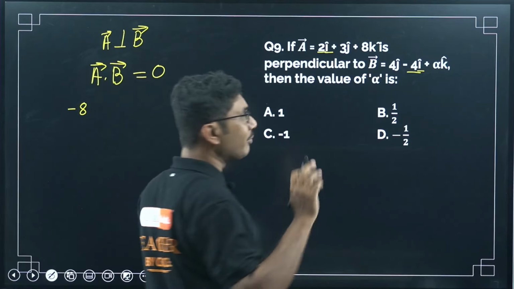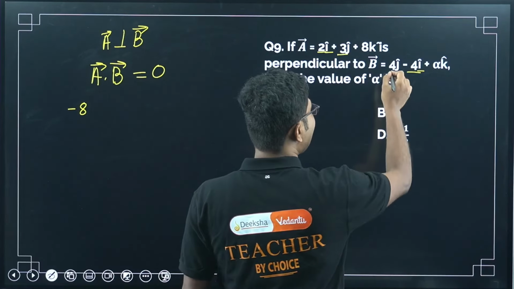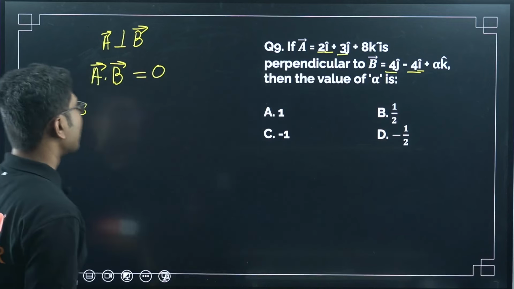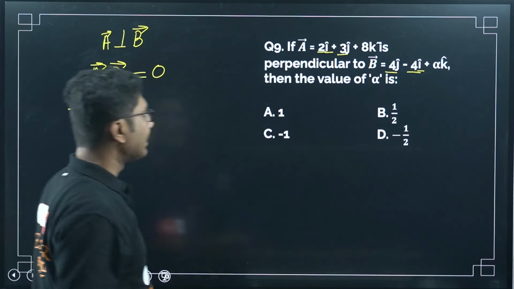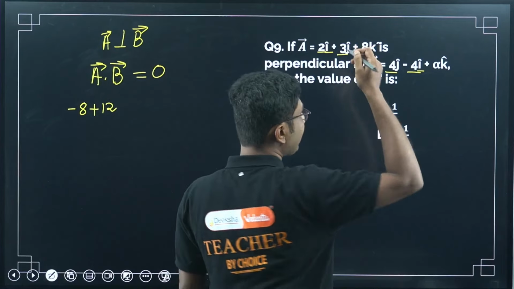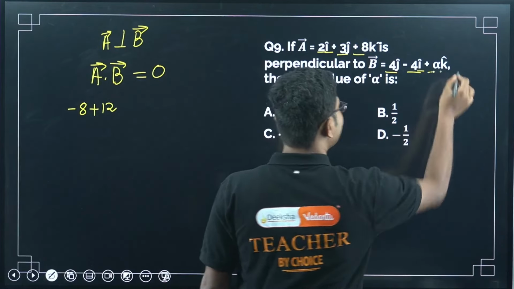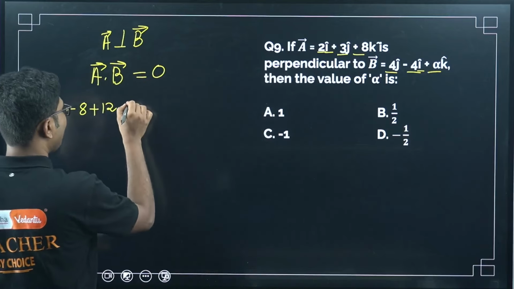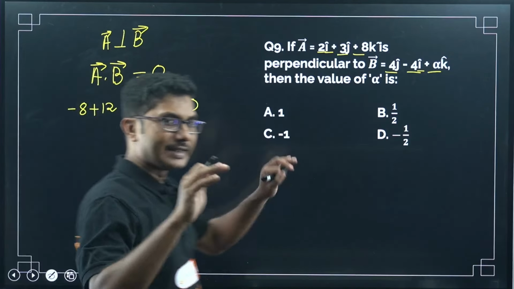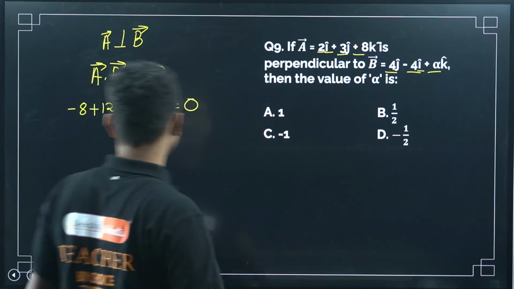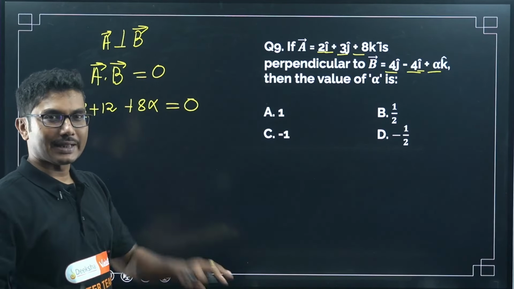Next is the component of j with the component of j. j is plus 3 here, and here it is 4. So 4 3s are 12, plus 12. Next is the component of k with the component of k, plus 8 into alpha. So it will be plus 8 alpha equals to 0. i, j, k all will be gone, right? So only the component multiplication will be remaining and i, j, k will be gone.